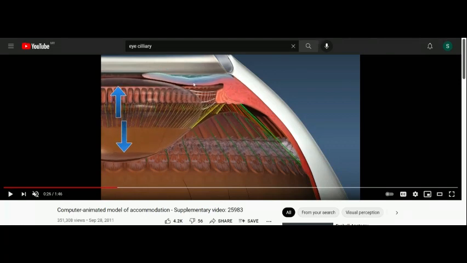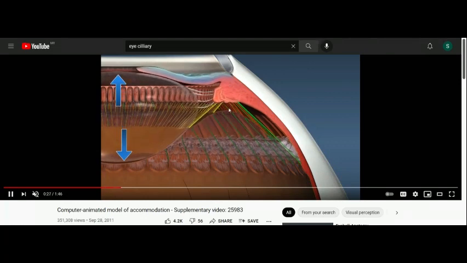Now the ciliary muscle goes from relaxation to contraction. The contraction causes the ligaments to be left alone, so they won't pull the lens anymore. So we don't pull the lens, and it becomes fatter, more rounded.